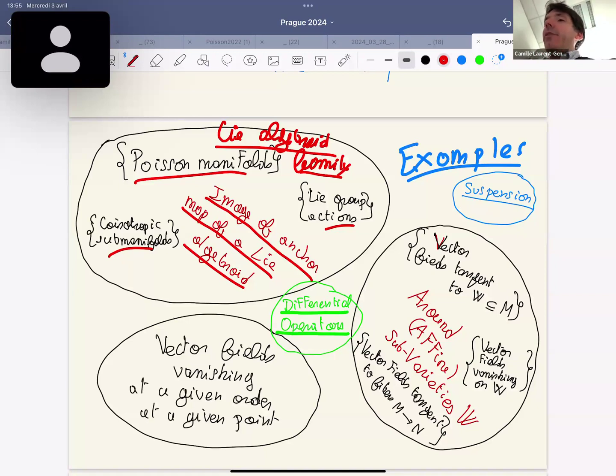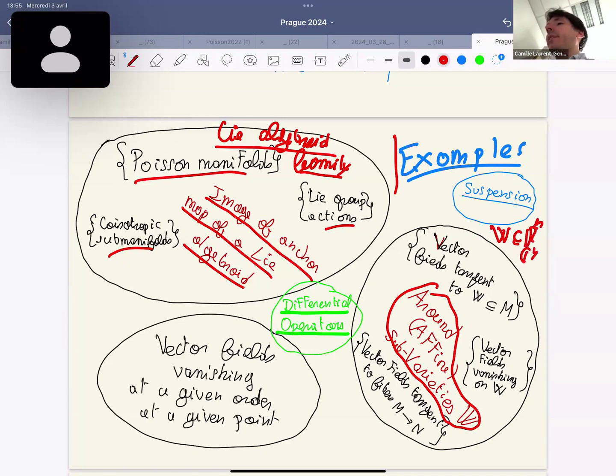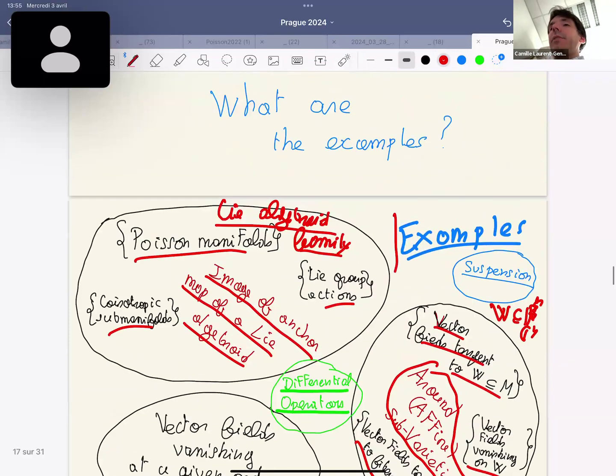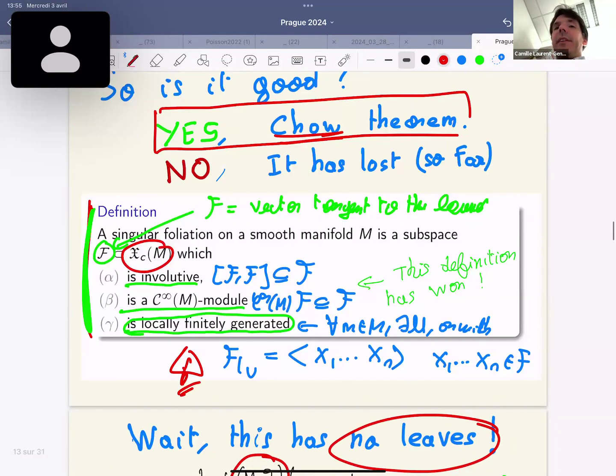And you have other classes of examples, those attached to affine subvarieties. Like if I take an affine variety in Rn, or in Cn rather, I can take vector fields tangent to the affine variety, or vanishing on W, or tangent to the fibers of a polynomial map. Again, these are singular foliations in this sense.